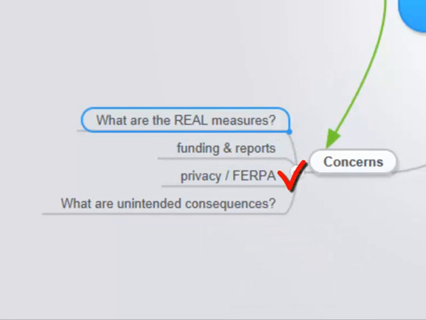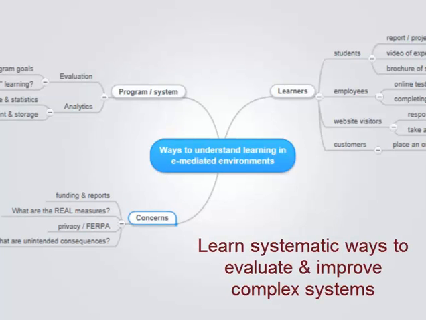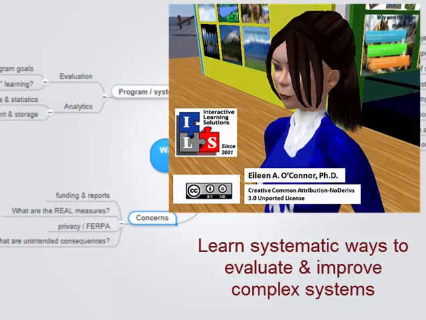You'll have to watch out also for privacy issues and for some of the federal privacy regulations, depending on the type of group you're looking at, and be sure that you're not having unintended consequences. Understanding whether your learners are successful in e-mediated environments has challenges, but also there are a number of systematic ways you can move towards really understanding what's happening and improving the systems that you can design.